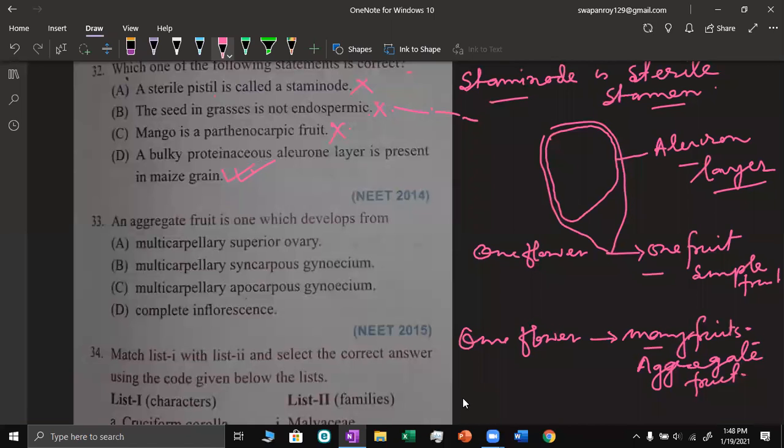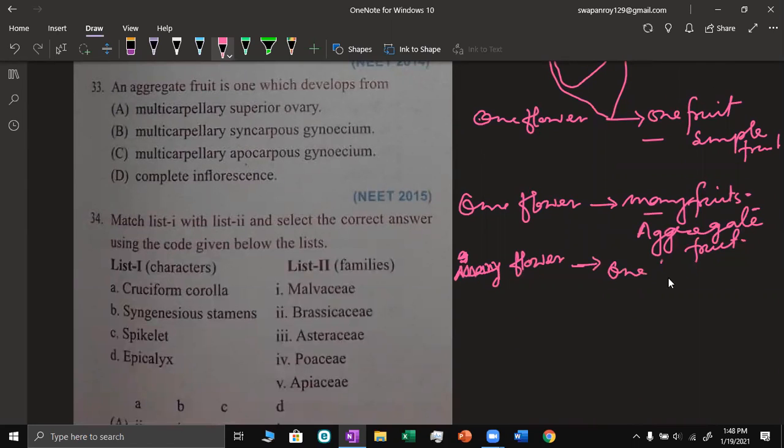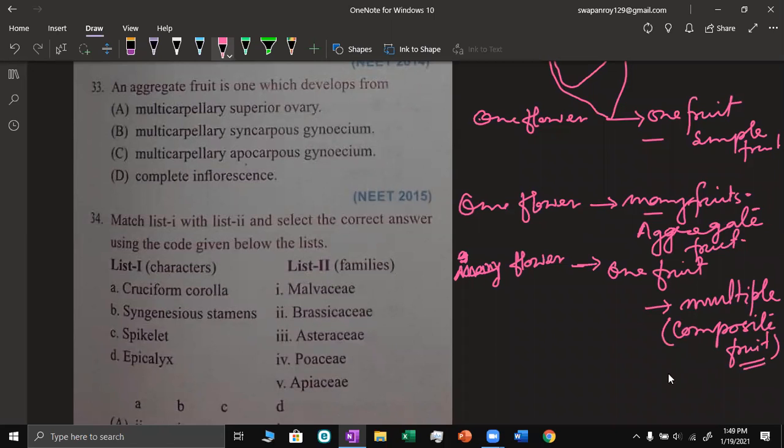And one, many flowers. Many flowers giving rise to one fruit. This is multiple or composite fruit. Those are pineapple, jackfruit, fig. These are the composite or multiple fruits.